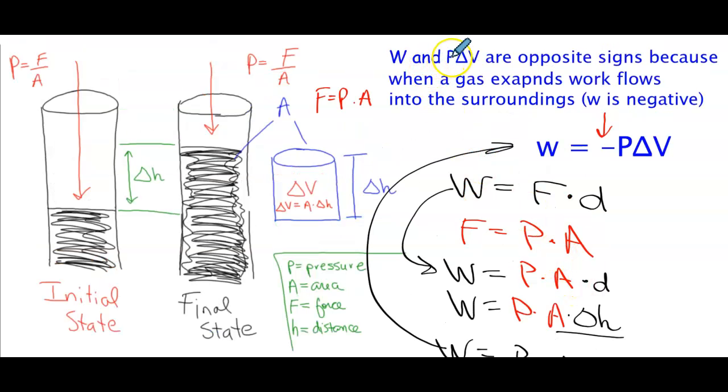Okay, work and P delta V are opposite signs because when a gas expands, work flows into the surroundings, so work is W. So that's why we have the negative symbol next to W. So W equals negative P delta V. All right, so that is how we go from understanding compressing or expanding gases and the physics of that, and how we can substitute in and derive our formula that work is equal to negative P delta V.